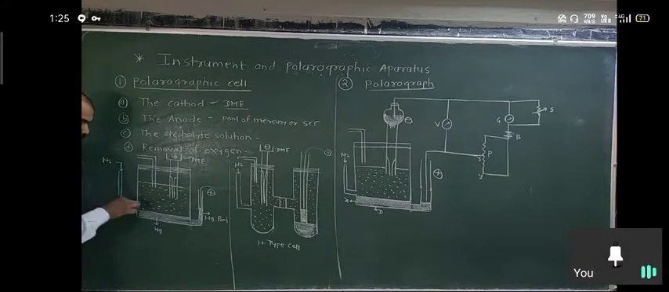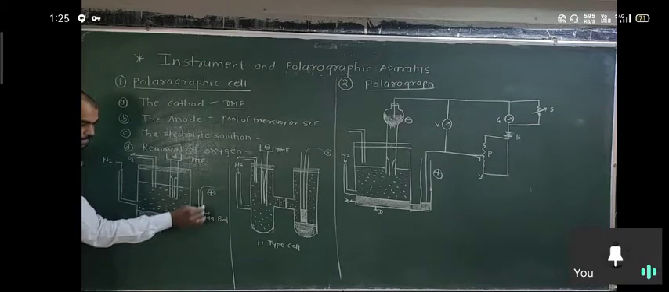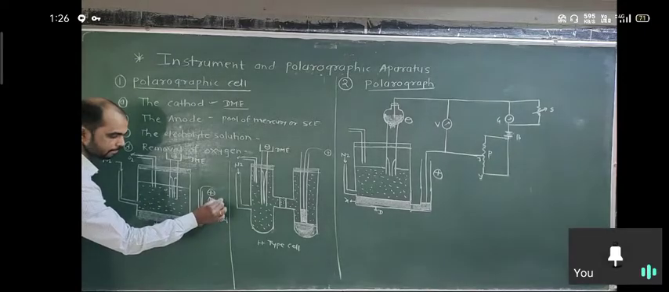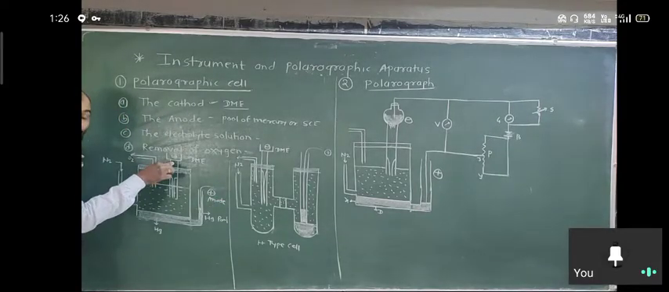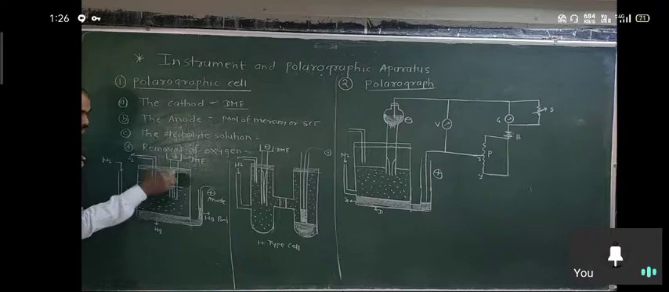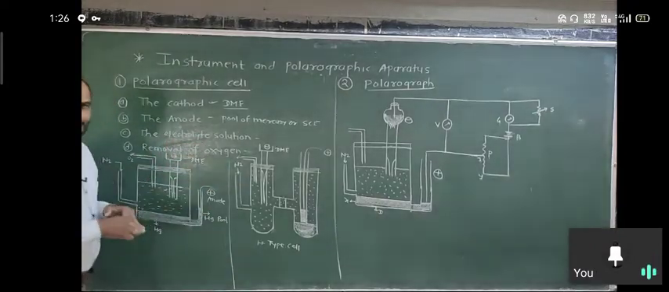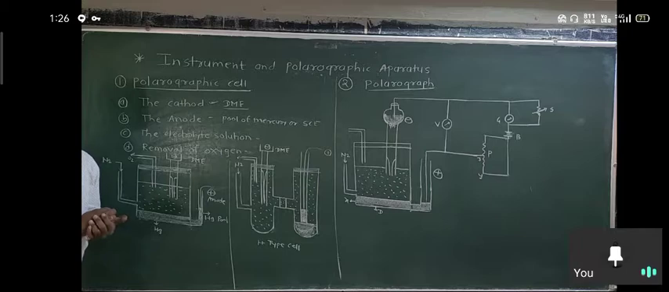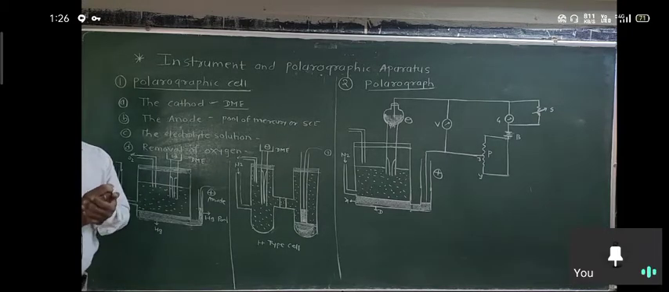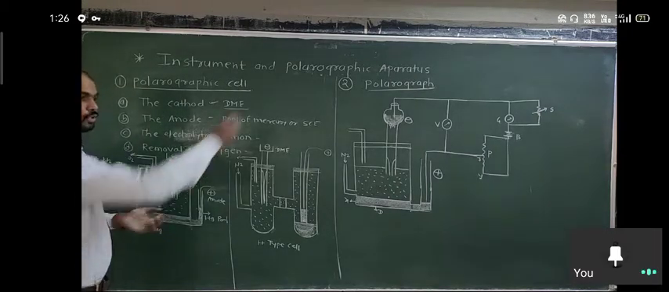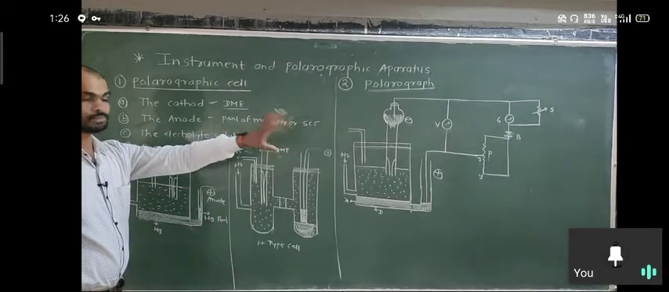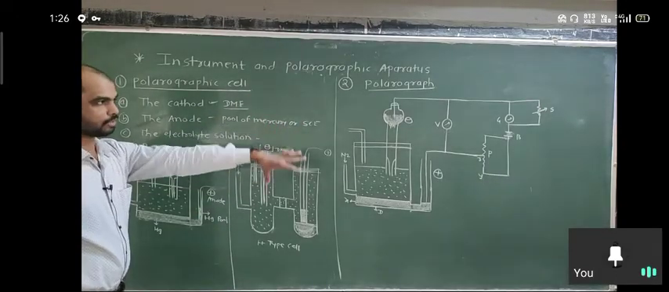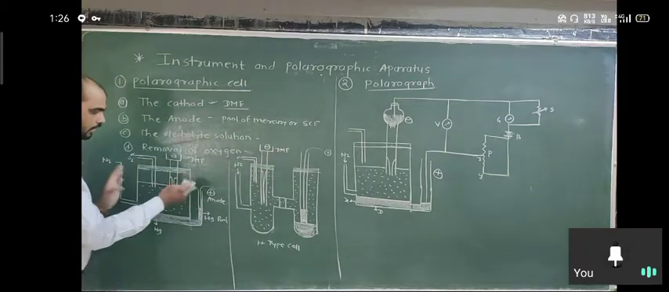Through the inlet, N2 gas is allowed to pass to remove the oxygen. From this outlet, O2 goes out, so this is the removal of oxygen. Here is a pool of mercury. The pool of mercury acts as an anode, and the dropping mercury electrode acts as a cathode. Both are connected to the battery and the other part of the instrument which measures the current passing through the cell. In the next part there is a polarograph block diagram showing how a polarograph is constructed, but here we only think about the cell.